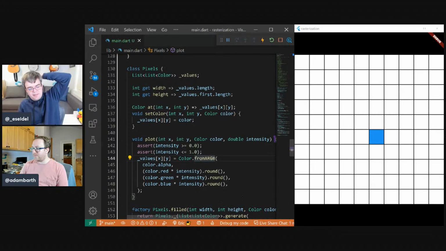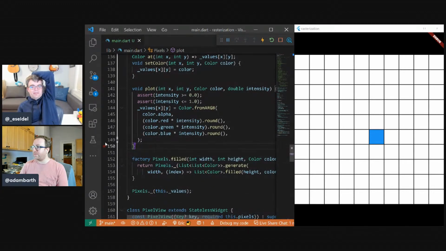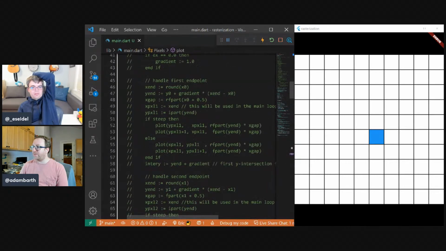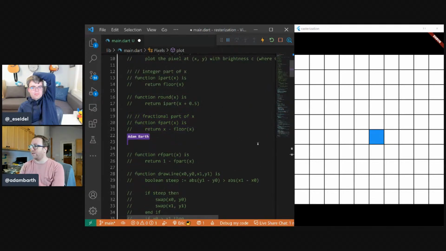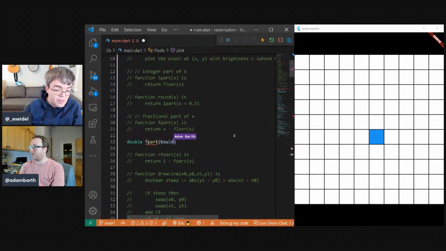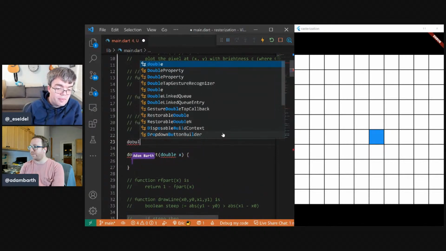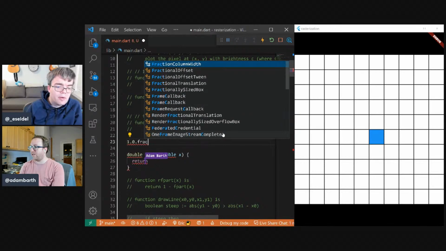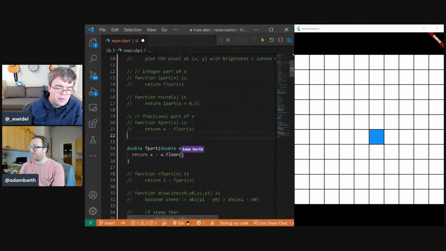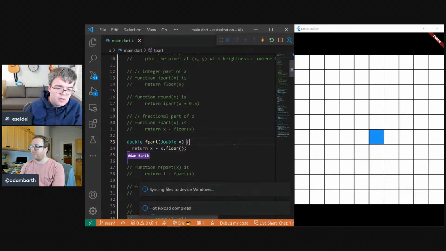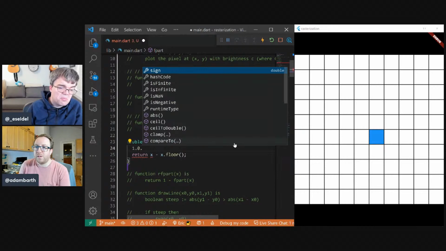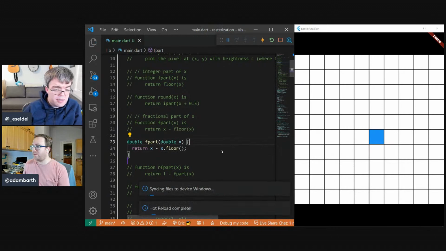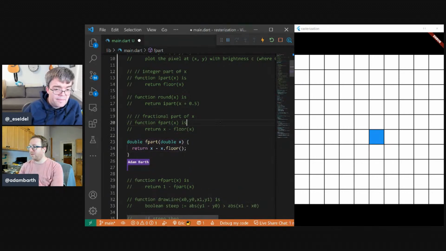You want a separate type in Rust. Okay. So that's the plot function. Great. The integer part is floor. Round. I think it's just round. This looks like Dart round. Fractional part, I don't know if Dart has this. We can write this. I would expect it to. Rust has it. Let's find it. I think if you just do 1.0 dot. Maybe it doesn't. Dart is really conservative in what it adds to the standard library.